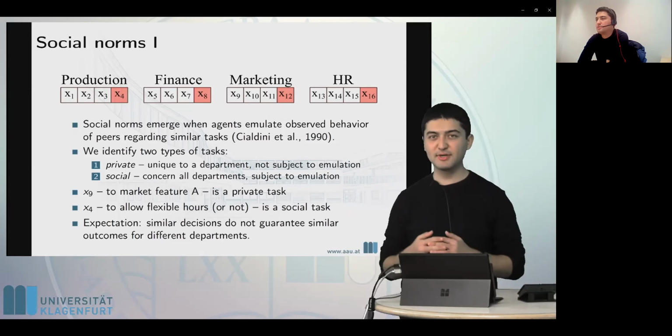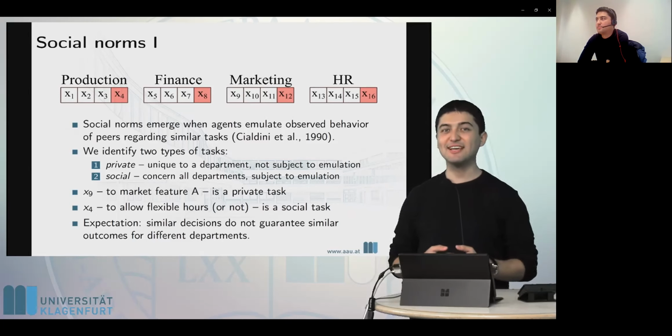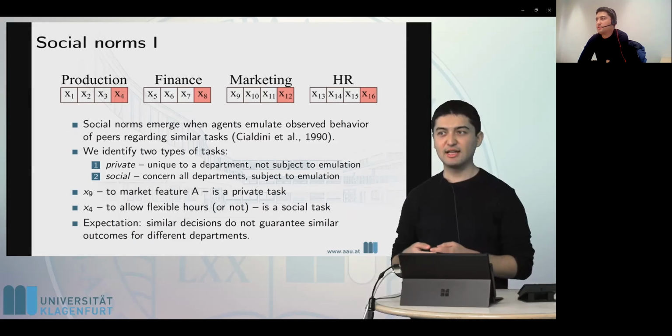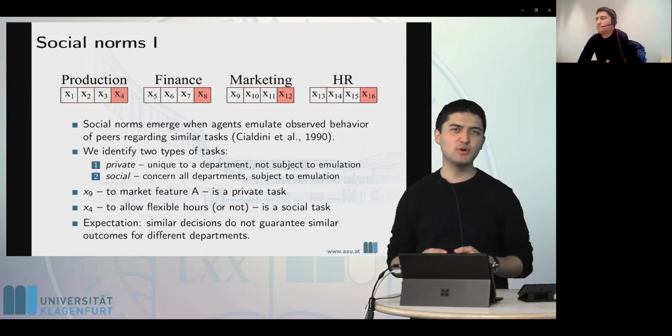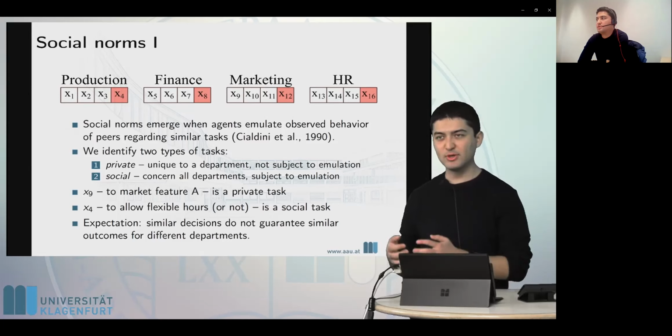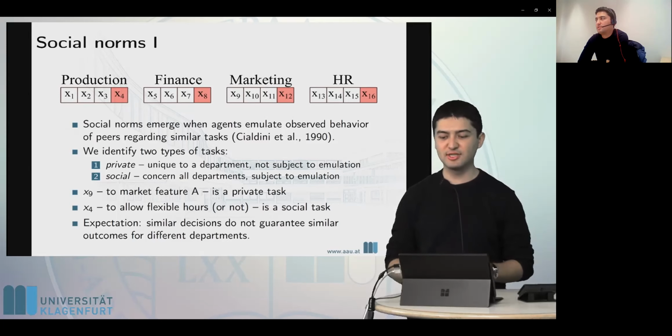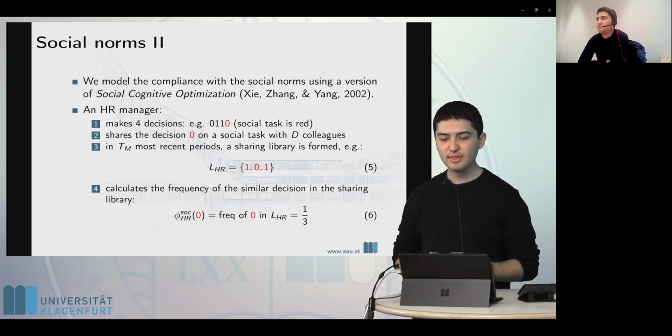So our first expectation, before we have any result, is that similar decisions do not necessarily cause similar performance, because flexible working hours might work well for marketing, but not so well for production. Let's wait for our results, whether they will validate or disprove our claim.